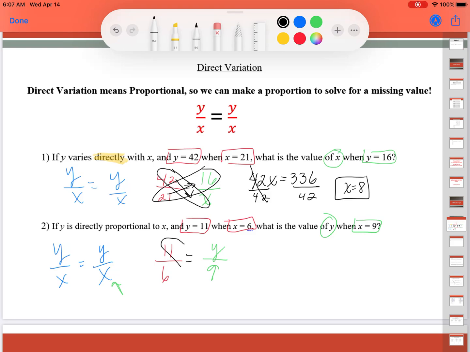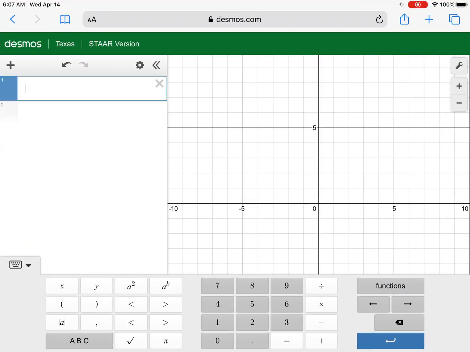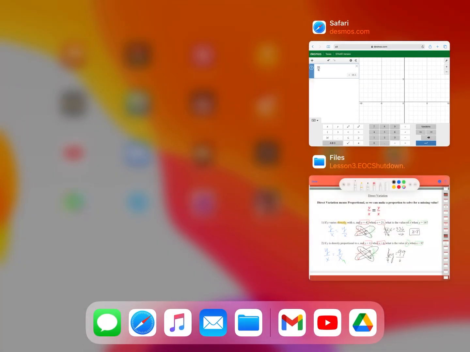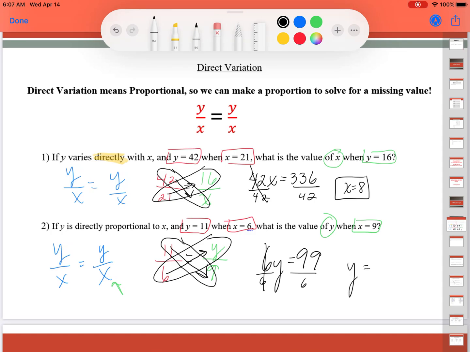Now again, we need to cross multiply. I like to put the diagonal with the letter first. So 6 times y is 6y equals 11 times 9, which is 99. To get y by itself, you divide by the number that's with the y. So divide by 6, divide by 6. 99 divided by 6 is 16.5. Now y is by itself, and it equals 16.5.